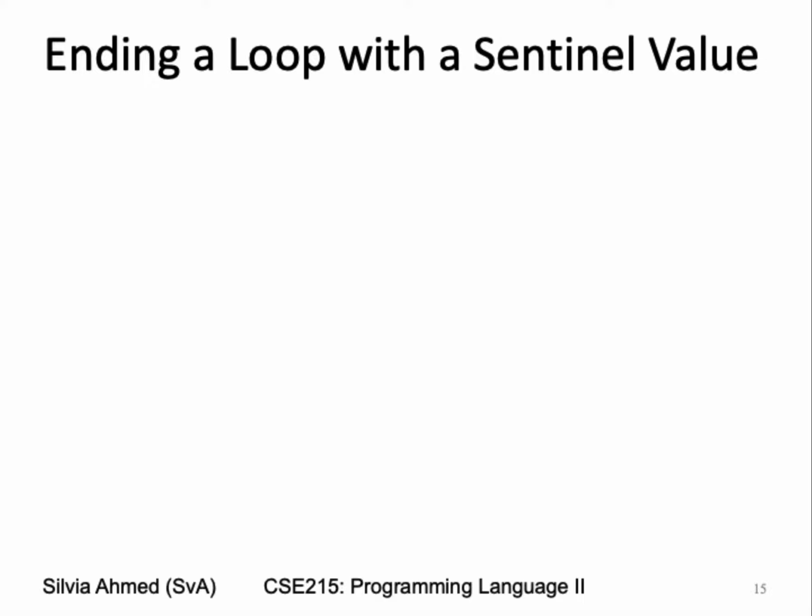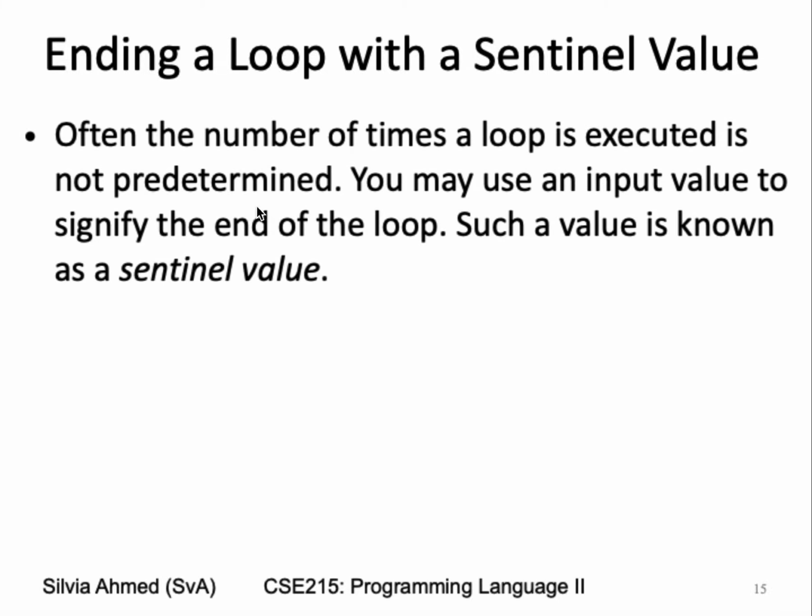We have seen a loop control variable, where we know beforehand how many times the loop will repeat. There are cases where we do not know beforehand how many times the loop will continue. In that case, we need to end the loop with a particular value, which is called a sentinel value, also known as a concluding value or ending value. Often the number of times a loop is executed is not predetermined, and you may use an input value to signify the end of the loop. Such a value is known as a sentinel value.